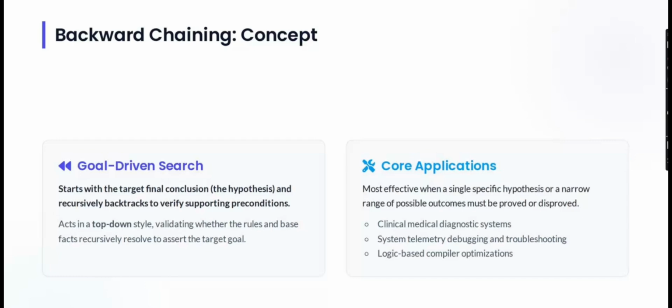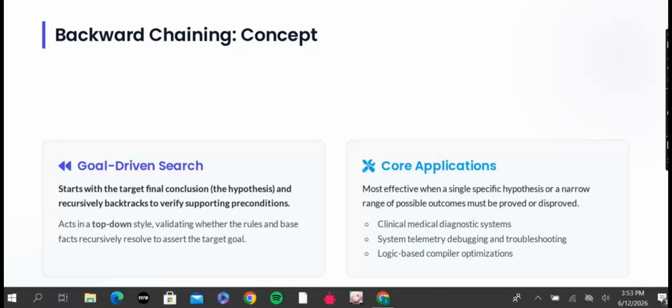Backward chaining. Backward chaining is the exact opposite. Think of this like a doctor trying to diagnose a patient. It is a top-down approach. You start with your final goal or a hypothesis, and you work backward to see if you have the evidence to prove it. Its core applications include clinical medical diagnostic systems, system telemetry debugging and troubleshooting, logic-based compiler optimizations.